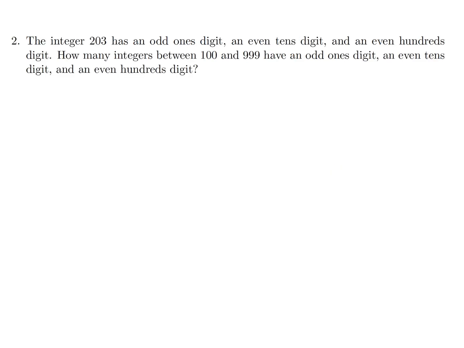The integer 203 has an odd ones digit, an even tens digit, and an even hundreds digit. How many integers between 100 and 999 have an odd ones digit, an even tens digit, and an even hundreds digit? We have a 3-digit number, and it's between 100 and 999. So this, and this we have to figure out.